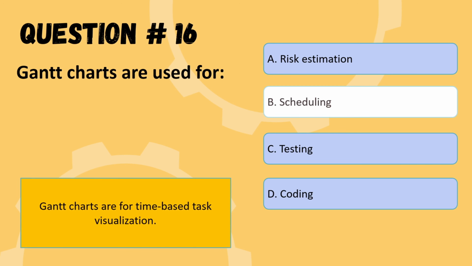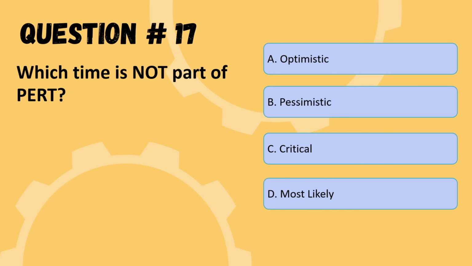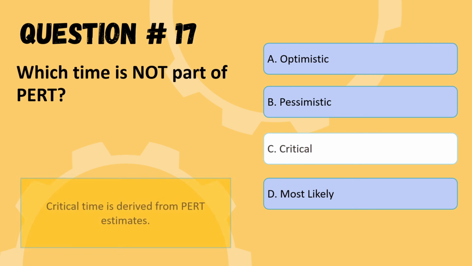So we are moving to the next question. Next question is, which time is not part of Program Evaluation and Review Technique? Options are optimistic, pessimistic, critical, or most likely. So the correct option is critical.